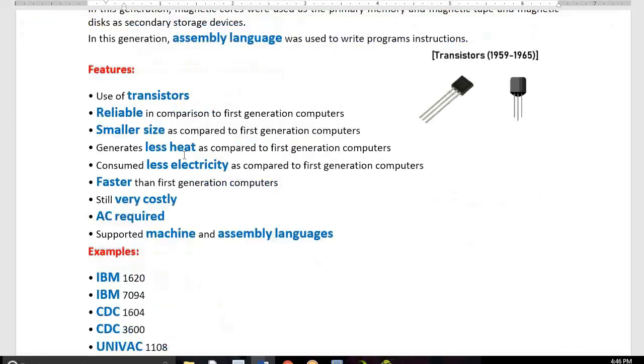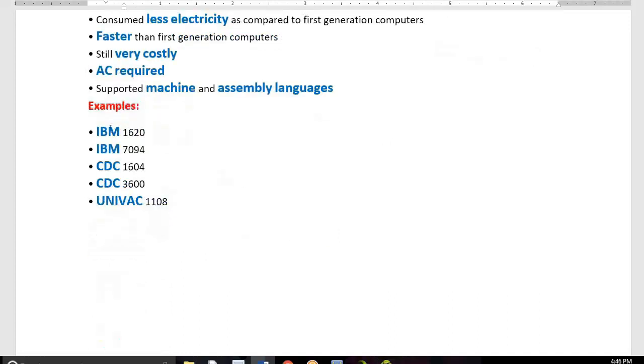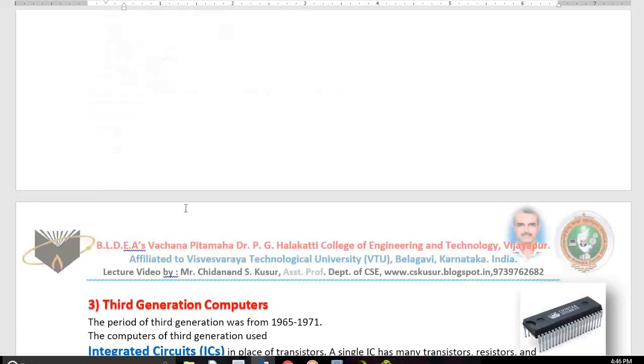Features: use of transistors, reliable in comparison with the first generation, smaller in size, generates less heat, consumed less electricity, and faster than the first. It was also very costly, AC required, and supported machine and assembly level language. Examples: International Business Machine 1620 version, CDC 1604, UNIVAC 1108. This is all about the second generation.